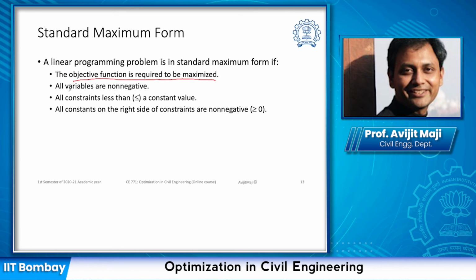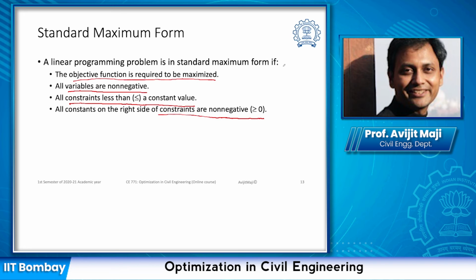All the variables are expected to be non-negative. The constraints are expected to be less than a constant value, and the constants of the constraints are expected to be non-negative values. So this is the standard format of the linear programming problem.